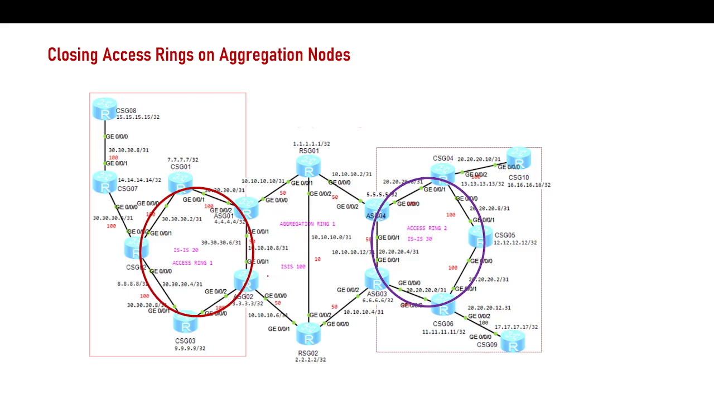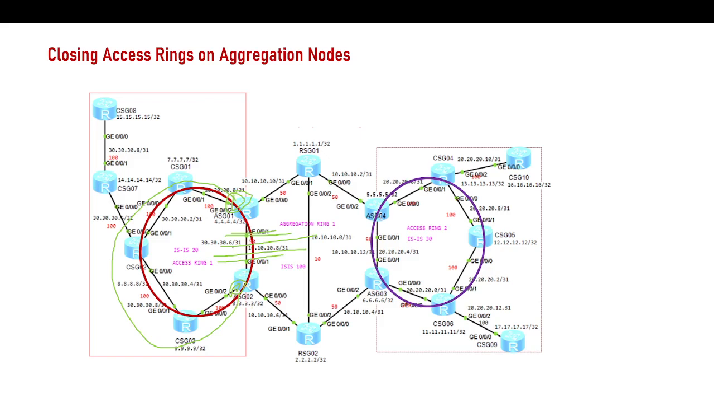Okay, another thing that we need to also implement is closing of the access rings on aggregation nodes. So you can see from this setup that we have access processes running all the way from SG1 to SG2. It terminates on this node here, and then this one terminates on this node here. So you can see that we have some kind of loophole here. We don't have connectivity between these connections.